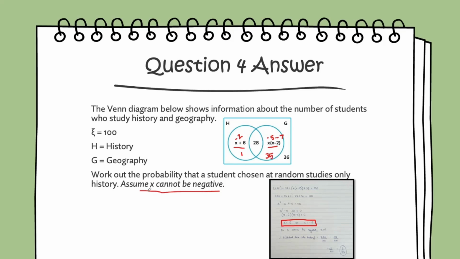But since we have to assume that x cannot be negative, we just stick with the other solution of x is equal to 6, and then subbing that in. So x equals 6, that means that the number of people who study history only is 6 plus 6, which is 12, over the total number of students, which is 100, and that gives us our final solution of 3/25. It's a bit trickier of a question in the sense that we have to use some algebraic skills, but again, that fundamental process of finding the probability remains the same.